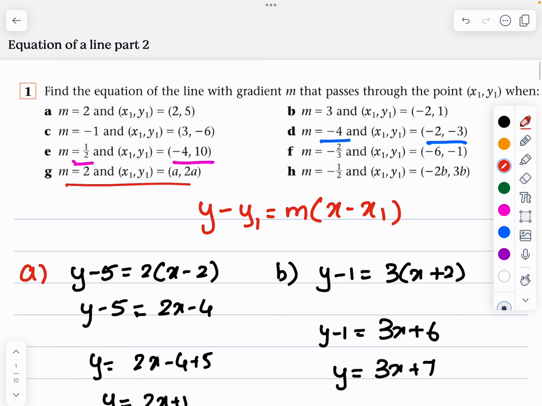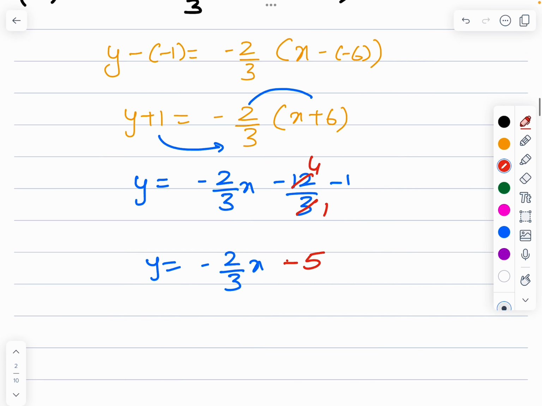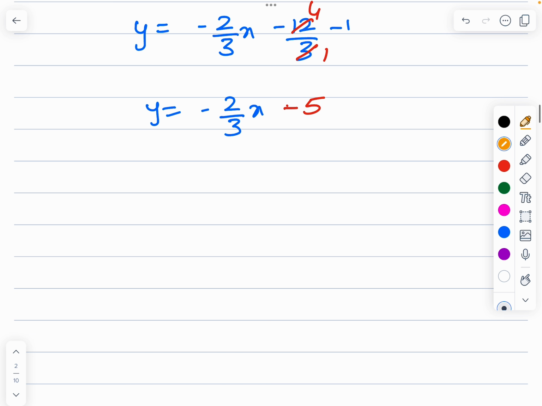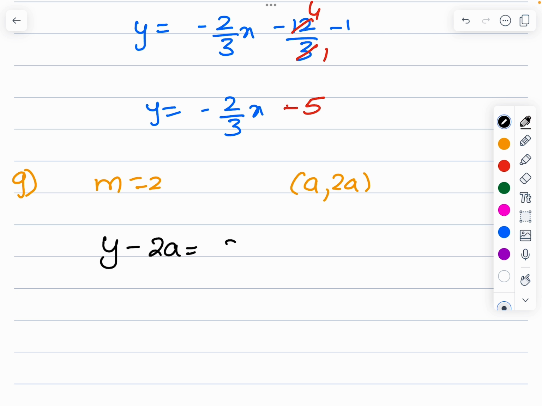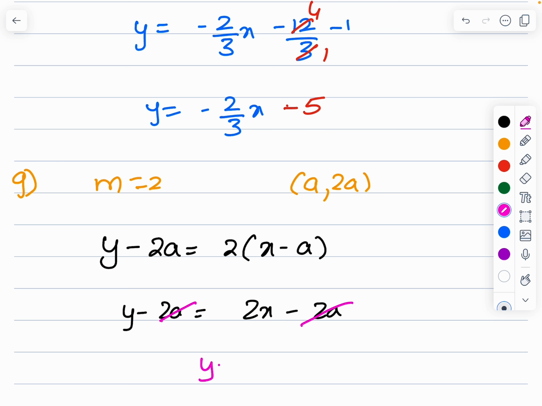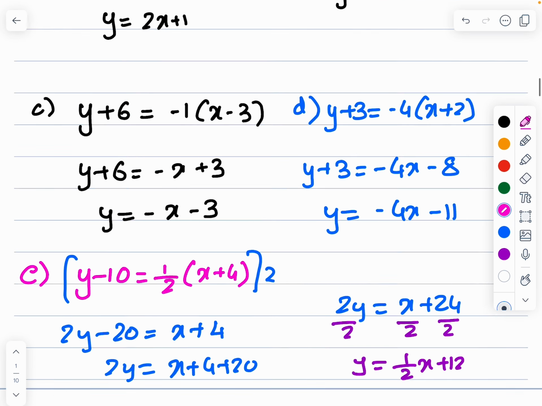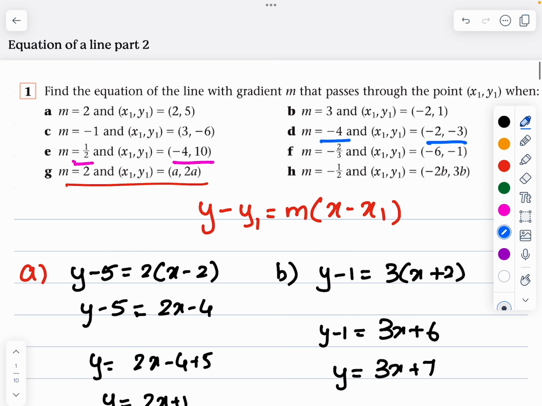Then G, 2 and a, 2a. The gradient is 2, the point is (a, 2a). So y minus y1 equals m times x minus x1. So y minus 2a equals 2x minus 2a. Then 2a and 2a get cancelled. So what is going to be the equation of the line? y equals 2x.